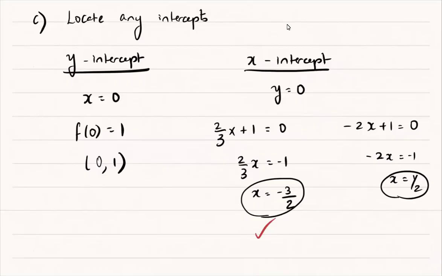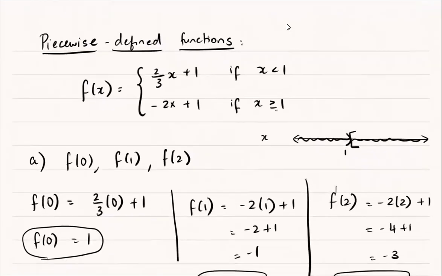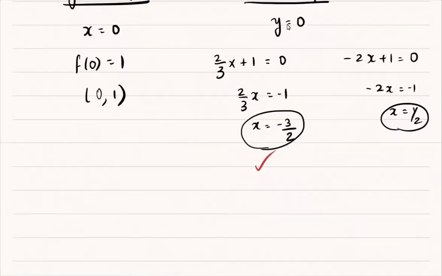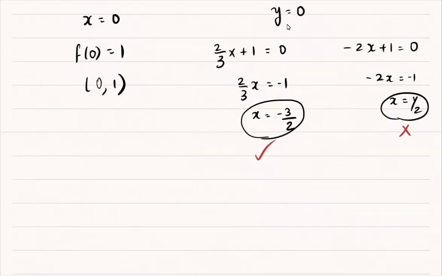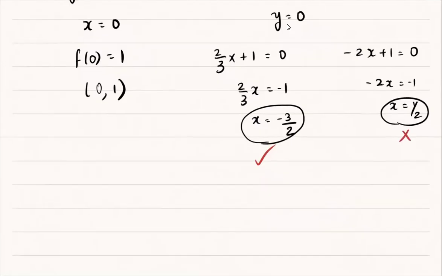Now look at the second one. x is 1/2. Is 1/2 greater than 1? No, it's not. So that means this x value cannot be an intercept, because this point (1/2, 0) does not exist. It is not part of the second function's domain. So my function has only one x-intercept, and that x-intercept is (-3/2, 0).